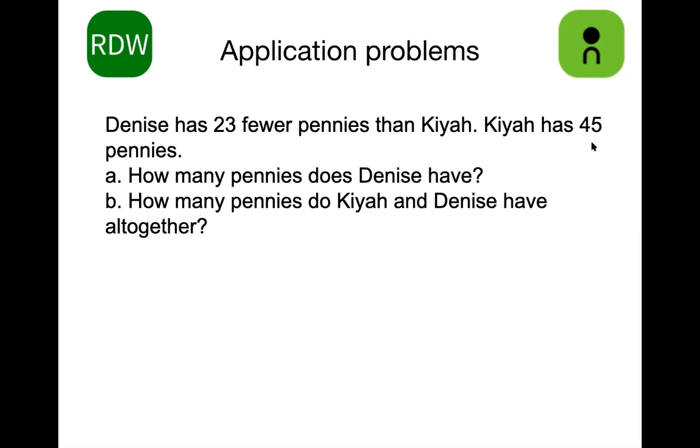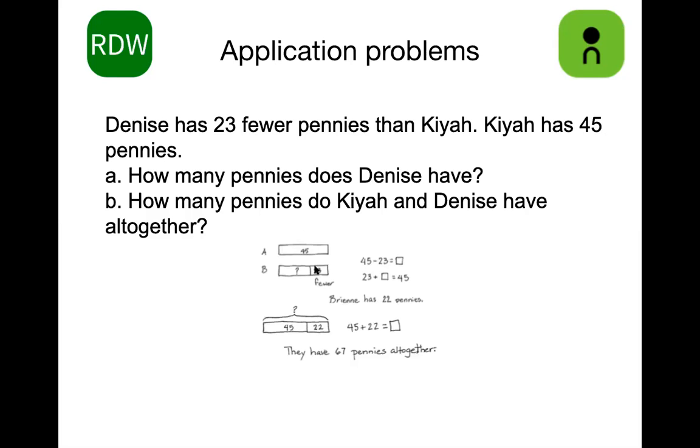Now let's make that in an equation. We need to find out how many pennies Denise has, and then we need to find out how many pennies Kaya and Denise have all together. So are we going to add or are we going to subtract? So I know that A is 45, okay? Kaya has 45. Now, let's think about it. 45 minus 23.